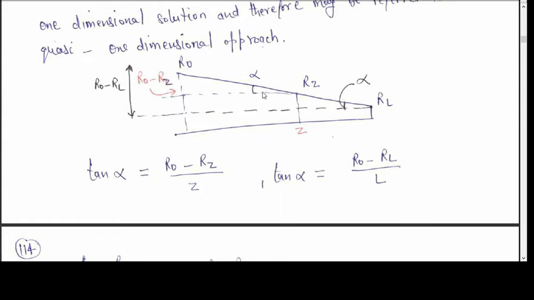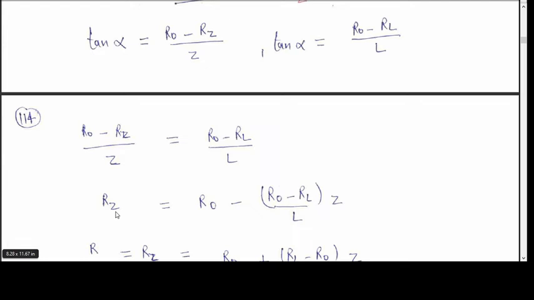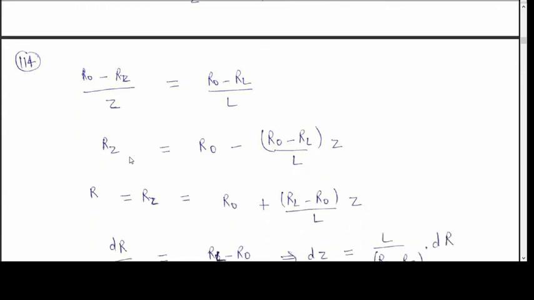So we can calculate tan alpha from this smaller triangle. That is r0 minus rz divided by z. Then tan alpha in this bigger triangle is r0 minus rl divided by the full length of the tube. So we can equate both the tan alphas, and we get the expression rz equal to r0 minus rl divided by L multiplied by z. So the rz expression is r0 plus (rl minus r0) divided by L multiplied by z.